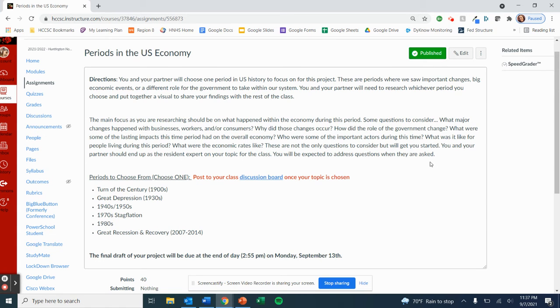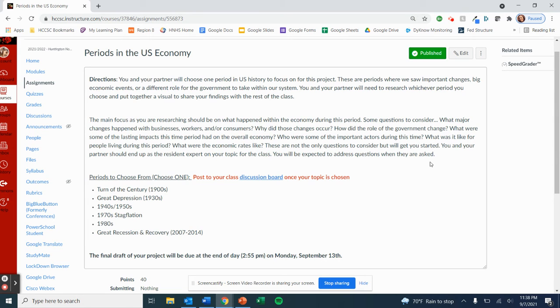And then, just, what was it like for people during this time period? Some of these periods are going to be periods of growth, some of these are periods of economic downtime. I'm just looking for you to get an idea of what these time periods are and what happened during these periods, specifically economically related. Now, you might need to pull in some other things, some political things, some social things. That's totally fine. It doesn't have to be strictly econ, but that's where the focus should be, right?